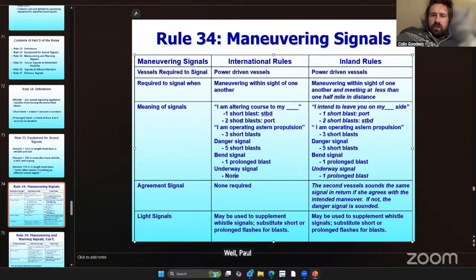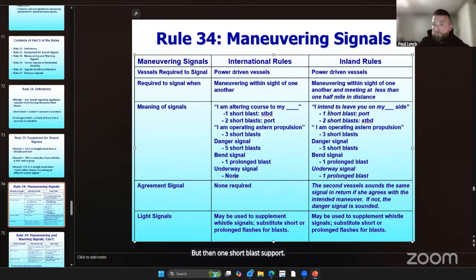Well, Paul, it looks like it's backwards too. You have one short blast at starboard, but then one short blast at port. Well, let me explain. I am altering my course to starboard. I'm turning my steering wheel to the right. So I'm leaving that other vessel on my port side, which is my left. So then I intend to leave you on my port side. You're still on my left, and I'm still turning the steering wheel to the right. It's just a different language, but it means the same thing.